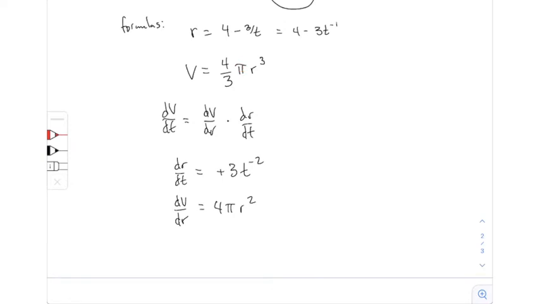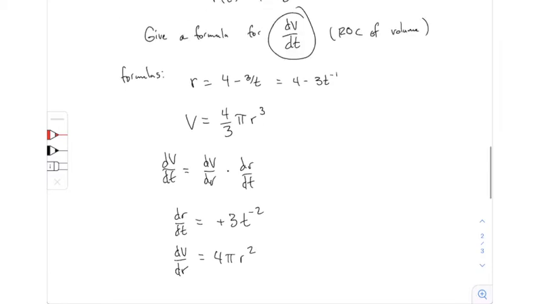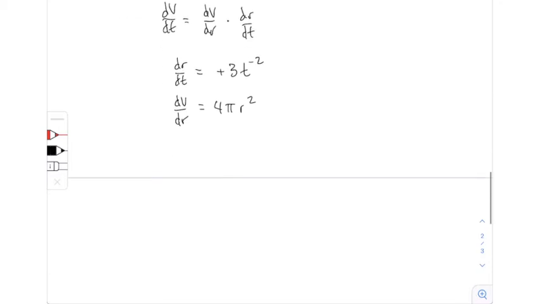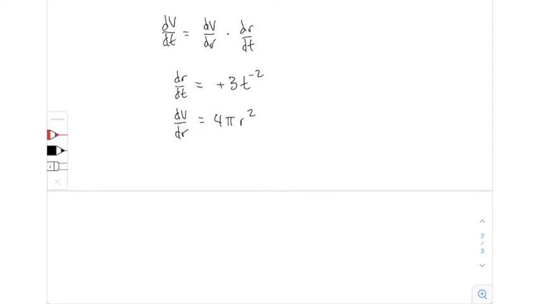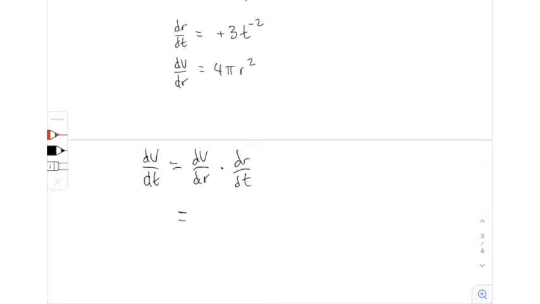Okay, so we're pretty much done here. The whole question was, remember, give a formula for dV/dt. So I'm going to combine all this together. I said before, the chain rule says dV/dt is just the product of those two things. So dV/dt is dV/dr times dr/dt, and we just figured out what each of those things were. It's 4 pi r squared times 3t to the minus 2.